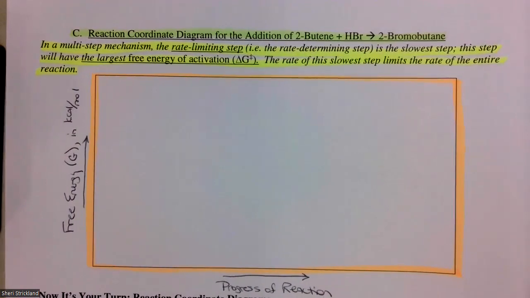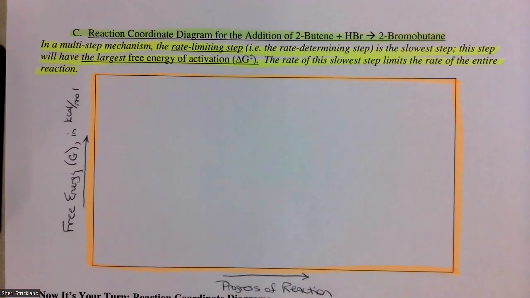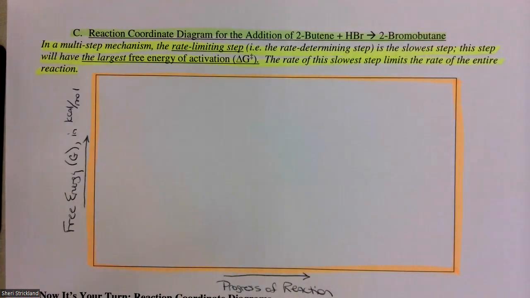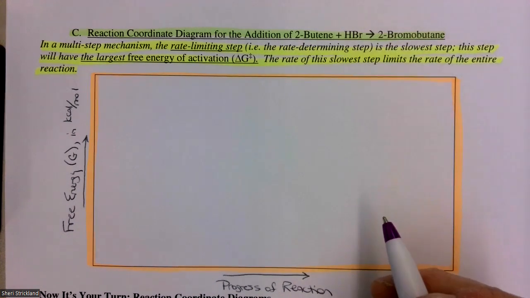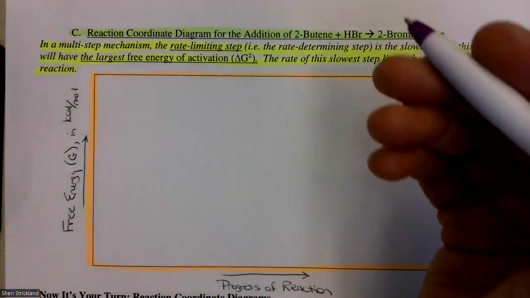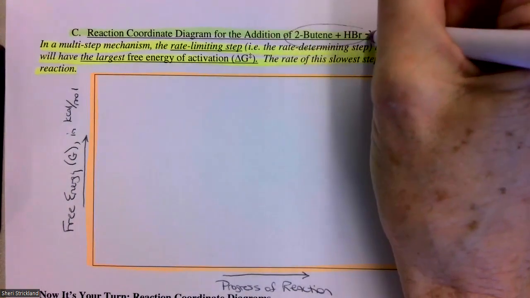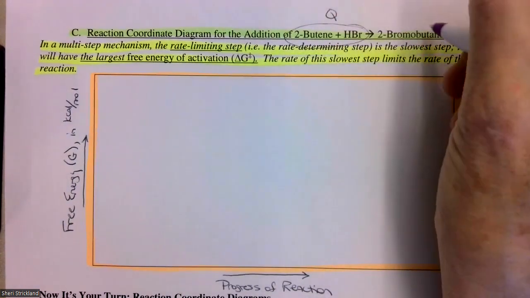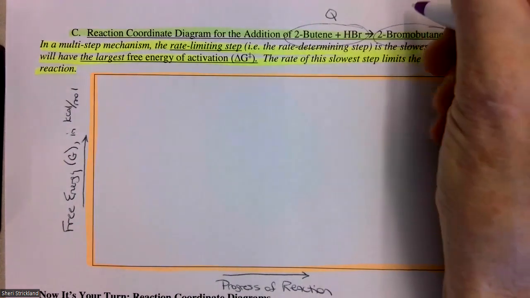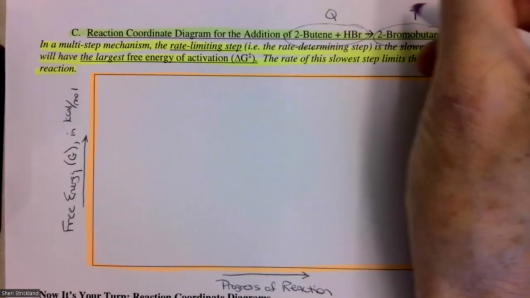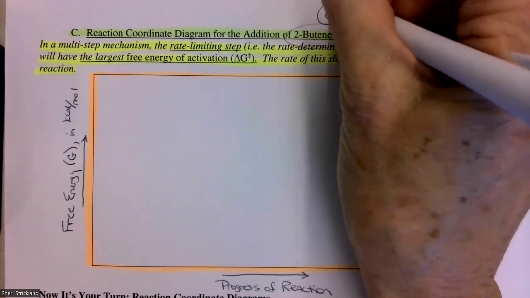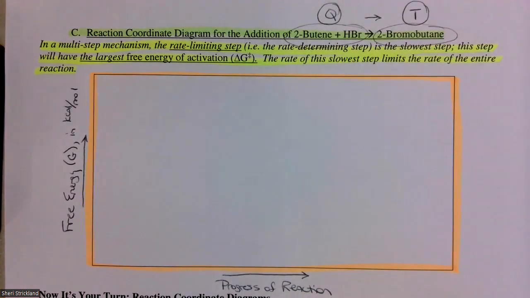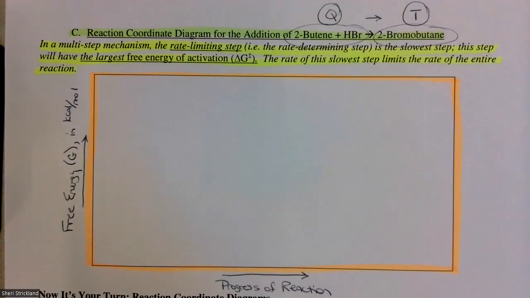All right, so we have done the reaction coordinate diagrams for the two different steps of the reaction between 2-butene and HBr. And when we did that, we called this Q, and this ultimately was T, just using some letters to represent structures to make our reaction coordinate diagrams a little simpler. So we'll continue to use that, and I would invite you to refer back to the video and your notes that came right before this.